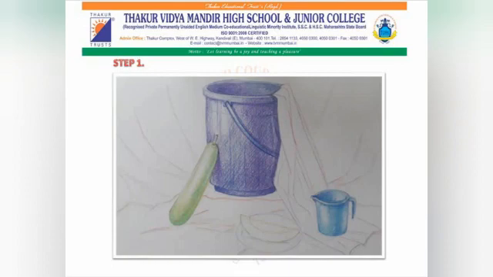Students, if you see in this picture, I started with the main object. Students, light is coming from the left side. Students, if you see the bucket, I use light, middle and dark blue. In the middle and dark tone, I use red, crimson, green and violet.